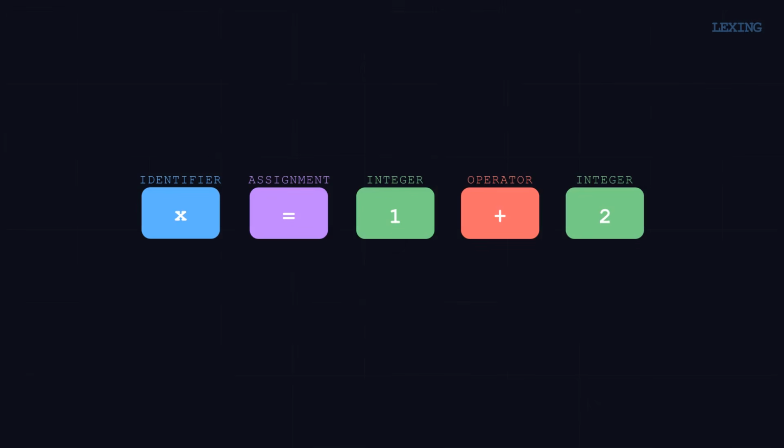But here's the thing. The lexer doesn't understand what these tokens mean together. It knows x is an identifier and 1 is a number, but it has no idea that x equals 1 plus 2 is an assignment statement. That meaning, the structure, comes next.